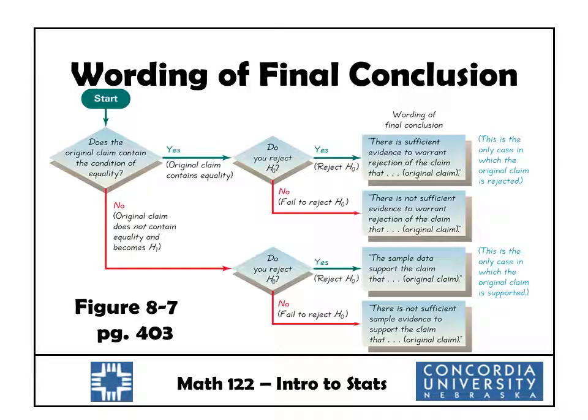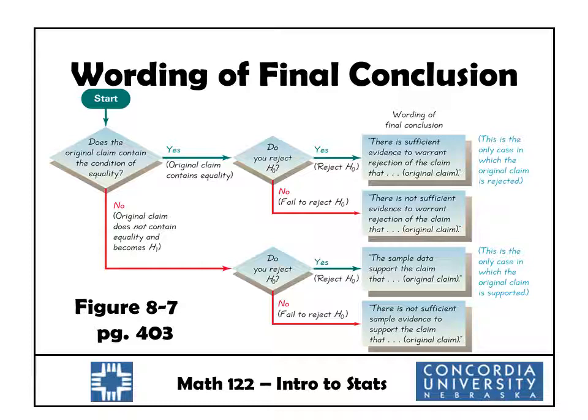Now our last step is to word the final conclusion. And this flowchart here is figure 8.7 from your book. Now this one is a little bit different than what's in your book. It looks a little different, but the substance is the same. We're going to use this flowchart to word our final conclusion, and we're going to see this flowchart many times throughout the rest of the semester.